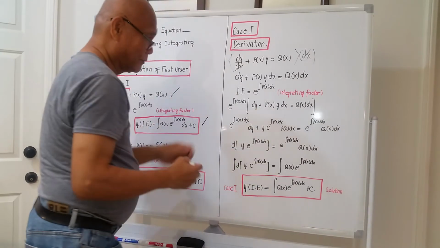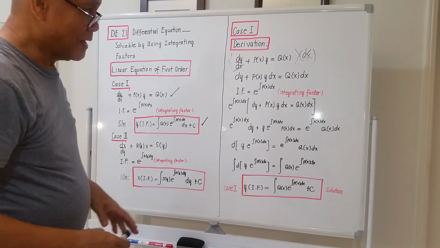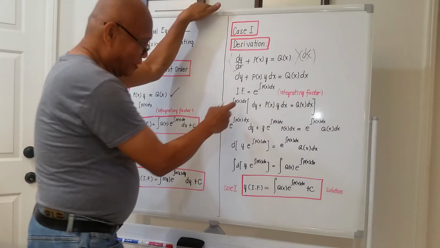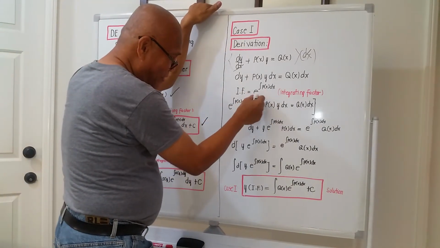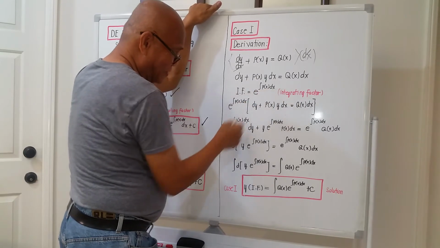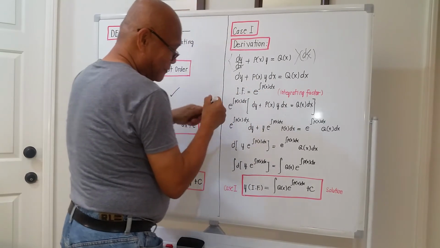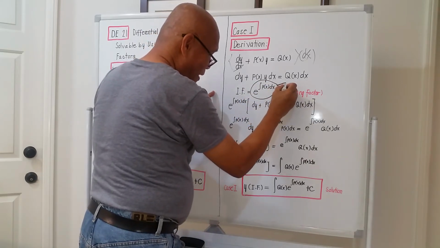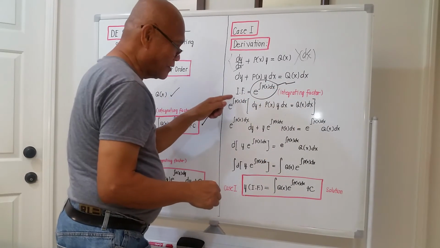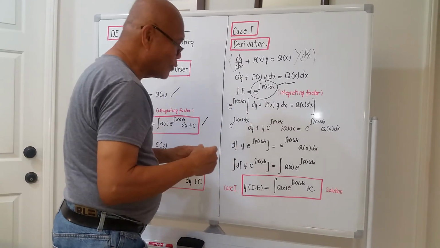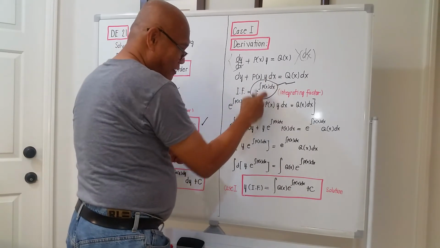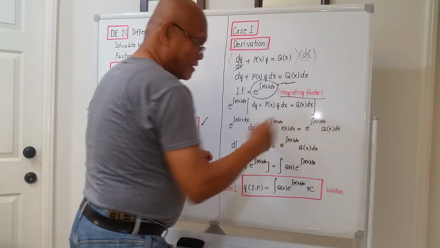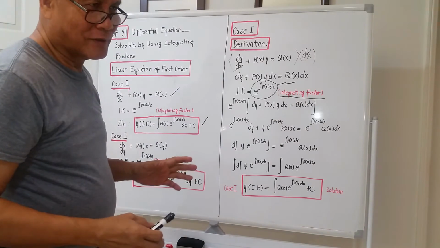And for case number 1, as a general rule, it was derived that the integrating factor is e raised to the integral of p of x dx. This is standard. No matter what happens in this world, the integrating factor for case number 1 will always be e raised to the integral of p of x dx. And what's the significance of that integrating factor?